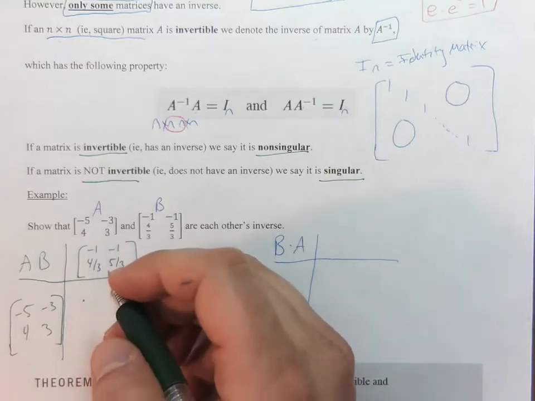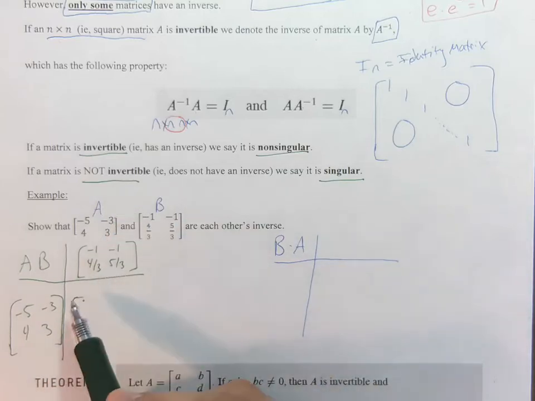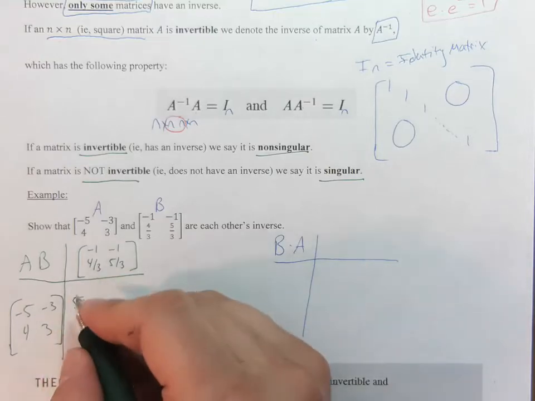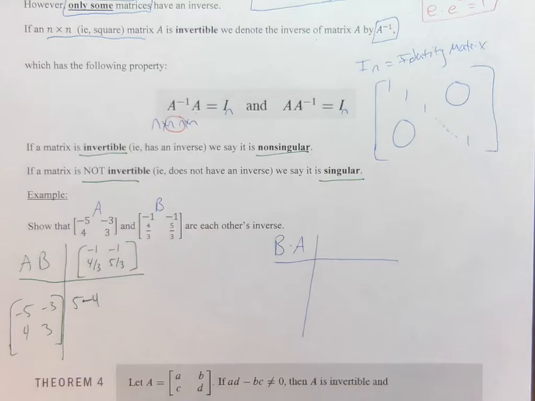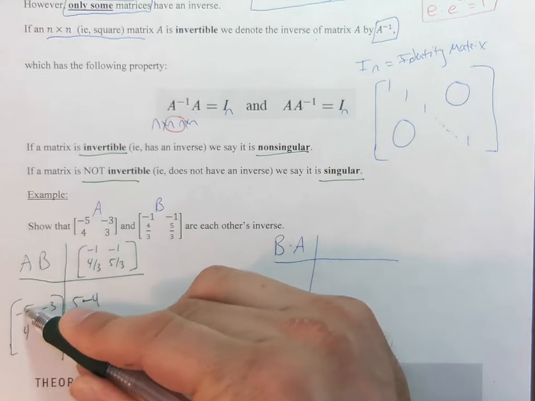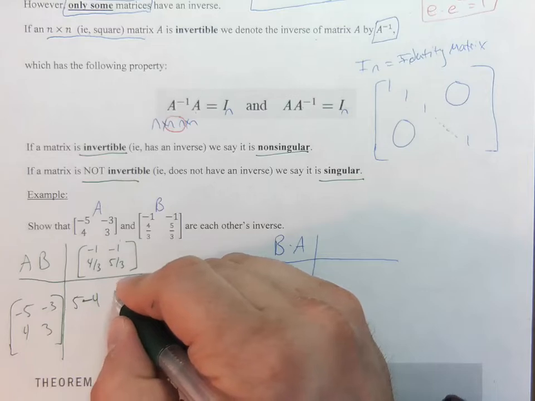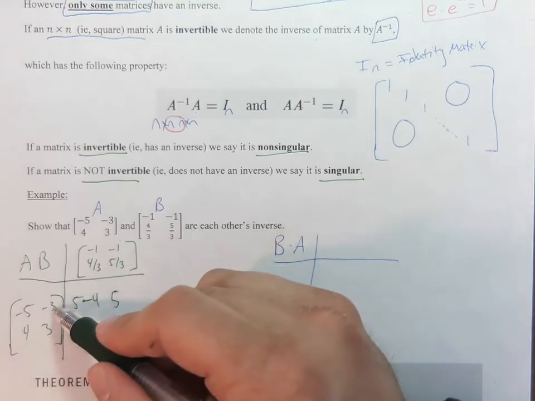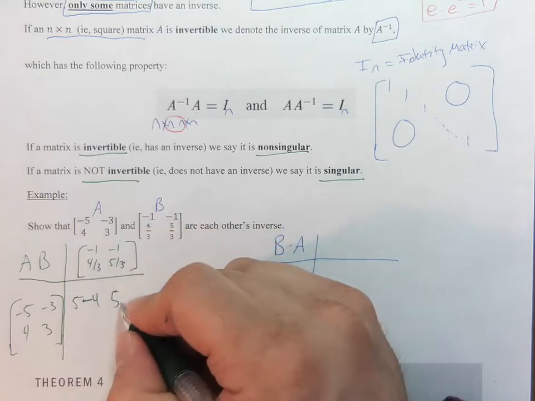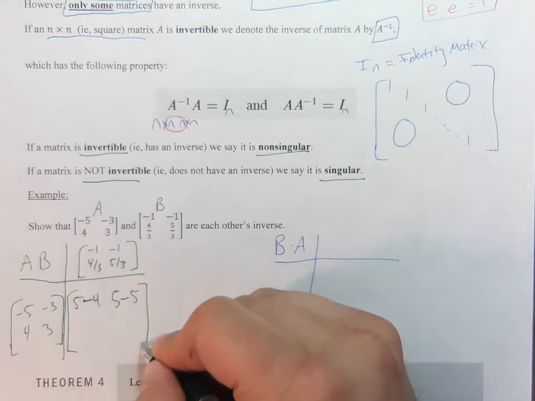I'll write out the details here, but it's going to be negative 5 times negative 1 is 5. And then we'll have minus 3 times 4/3. The 3's cancel and it becomes negative, so it'll be minus 4. So that's the first entry. The second entry lines up with the second column of B and the first row of A, so we dot those two. This becomes negative 5 times negative 1 again, so again 5. And then again the 3's will cancel. We'll get minus 3 times 5/3. The 3's cancel and it becomes negative, so we get minus 5. And so that's the first row of the product.